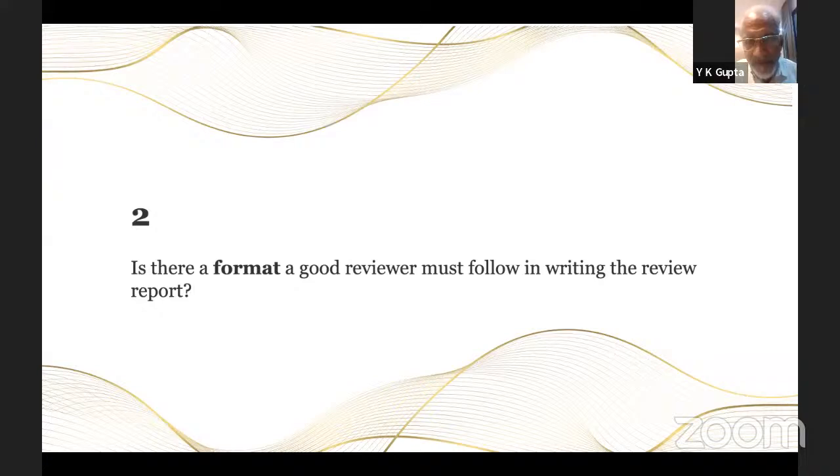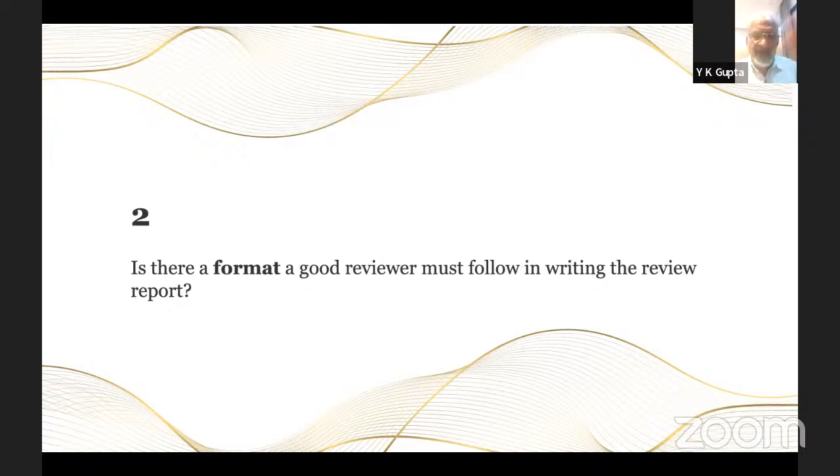You're asking me? Yes, sir. This is for you. Okay. Yeah, I see there are two different ways. Many journals make a format. And formats like DBT, DST, and ICMR, they have developed a format. Many international journals also have a format asking for comment on the novelty, comment on the methodology, comment on whether the discussion is appropriate, comment on whether the references are written properly or not. That is one way of writing a review.